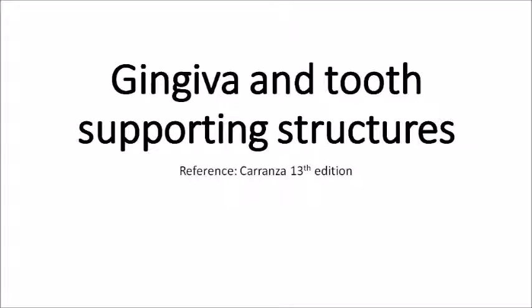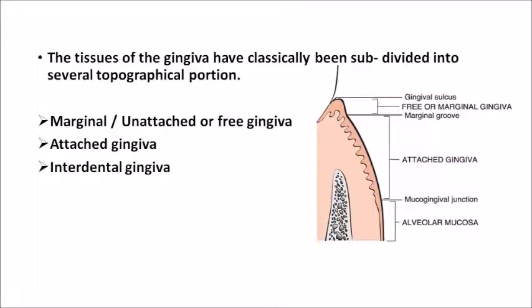The most basic chapter of Perio is gingiva and tooth supporting structures. The reference is the 13th edition, which is the most recent edition. It's an excellent book. Okay, so gingiva.